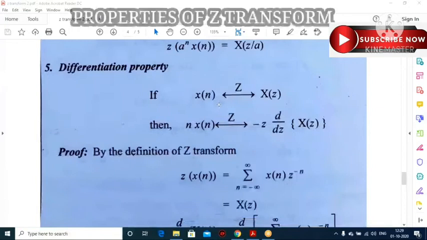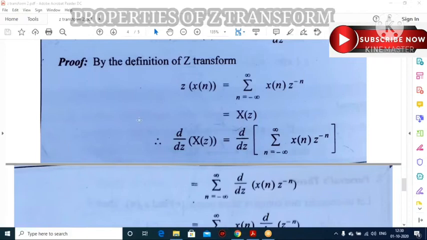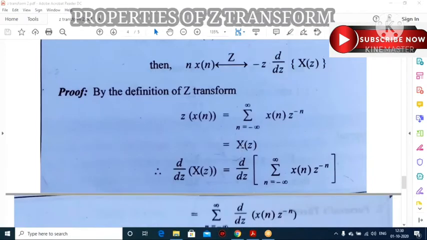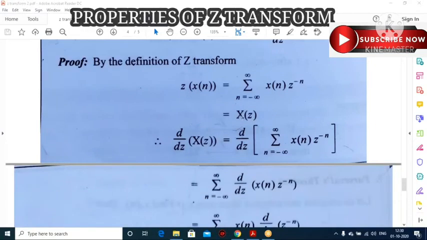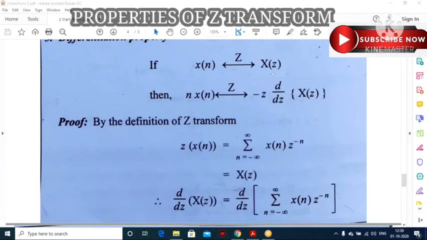So in the previous four properties, your work was inside the summation term only. But in this property, what I am going to do is differentiate this term. Because the z transform of x of n equals the summation from n equal to minus infinity to infinity of x of n z power minus n, this is nothing but X of z. Now I am going to differentiate this term, d by dz of X of z. Automatically I will get the right hand side, d by dz of X of z.